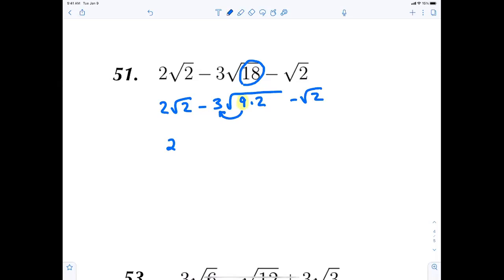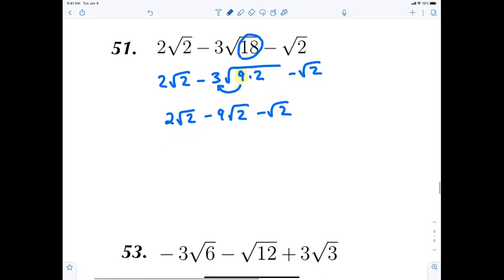So I want 2 radical 2 minus 9 radical 2 minus radical 2. Now, again, I keep trying to tell you guys, please don't write that down. Do it. You do the problem. Final answer. Because 2 minus 9 is negative 7 minus 1, negative 8.